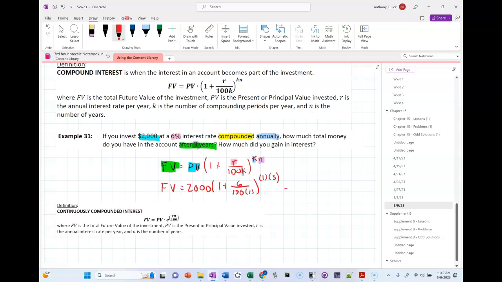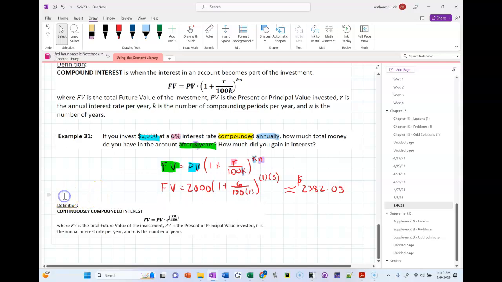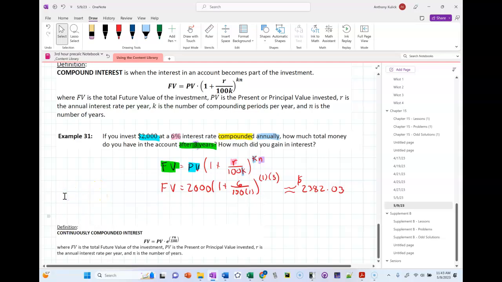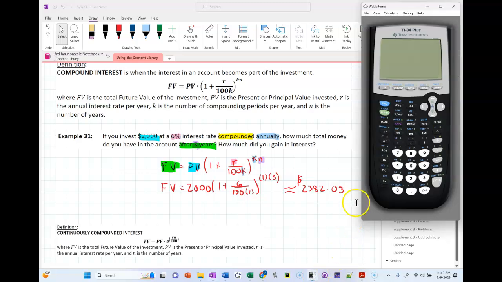So I do that, and I punch that through my calculator. That's what I get. How much interest did I earn then? 382 and a couple of pennies. Notice that not a big difference from compound to simple here over the course of 3 years, right? So what did it come out to? About 22 bucks? I mean, 22 bucks is 22 bucks, right?